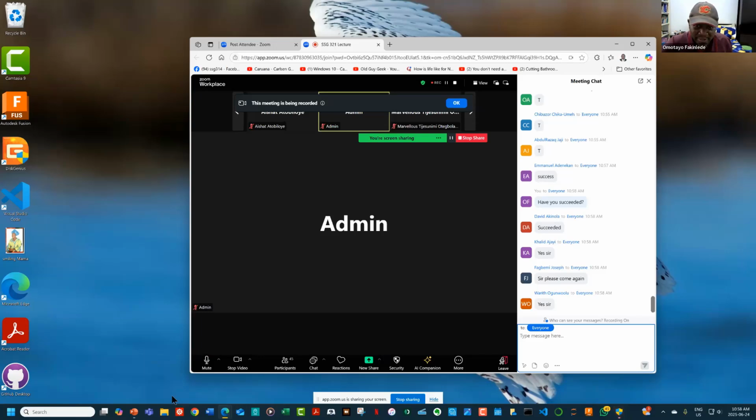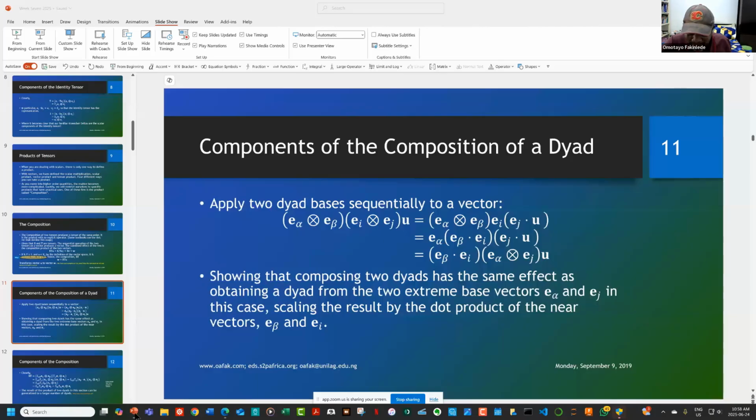So what I'm saying here is that in the first expression, you open the bracket on the right. If you open the bracket on the right, you see ej.u, which is this, in the direction of ei. That's what you have here. If you now open the bracket on the left, you see e beta dot ei in the direction of e alpha. So that's what you have here. I've said that is equal to the third expression.